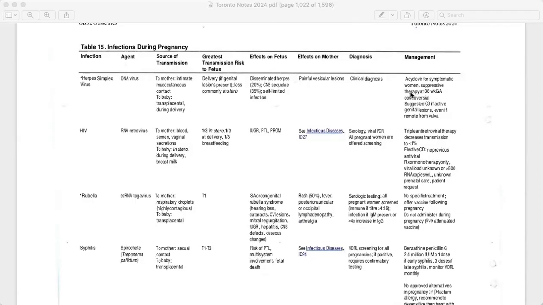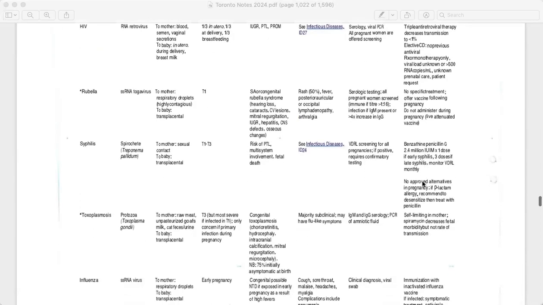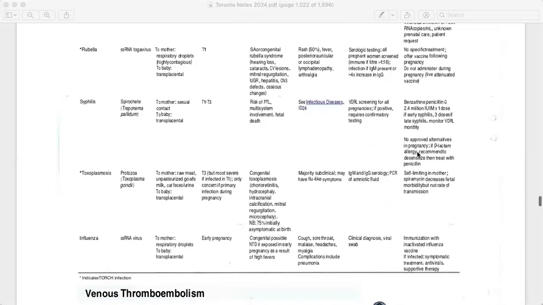HIV, you give triple antiretroviral therapy, decrease transfusion. That's it. And elective cesarean delivery can be done. Then coming to rubella, there is no specific treatment, or vaccination following pregnancy, like after pregnancy, because this is live attenuated, so we don't give vaccination during pregnancy. Syphilis, give benzathine penicillin. That's it. No approved alternative in pregnancy.